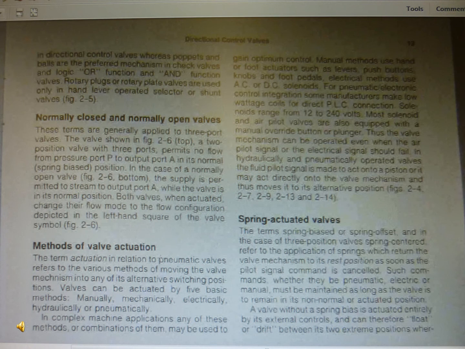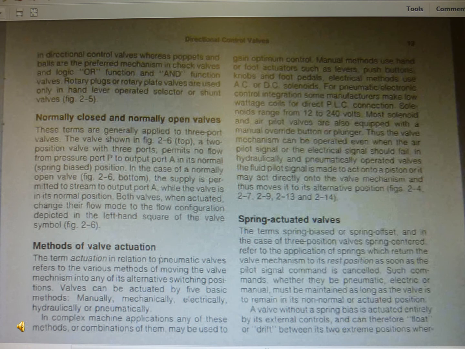Spring return actuation, or spring center in the case of a three position valve. Spring center refers to the application of springs which return the valve mechanism to the rest position as soon as the actuating signal command is cancelled. Such commands, whether pneumatic, electric, or manual, must be maintained for the valve to remain in the actuated position.